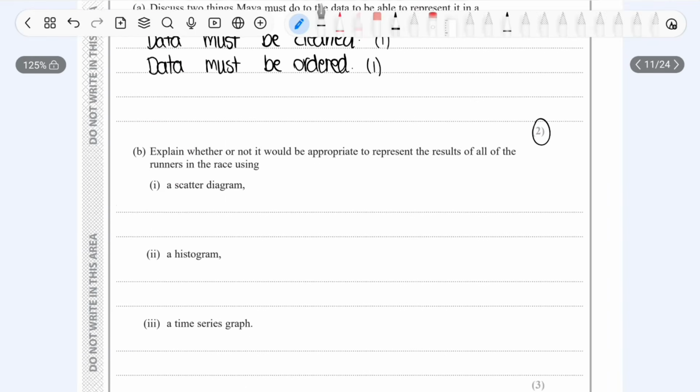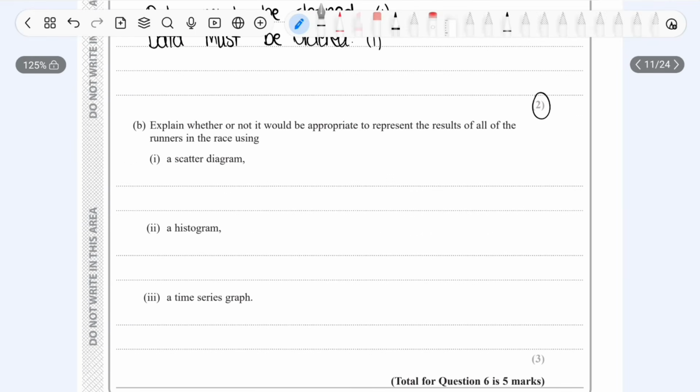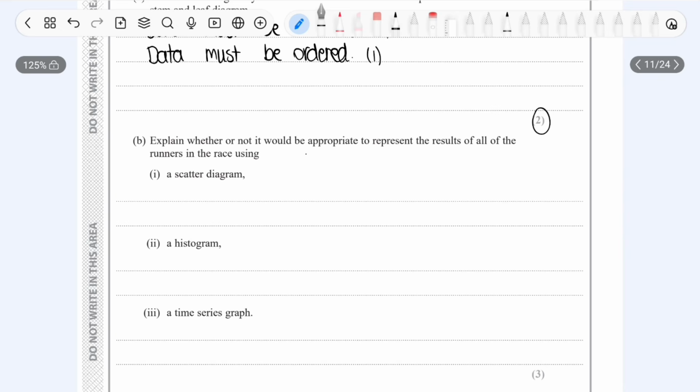Now for part B, we need to explain whether or not it will be appropriate to represent the results of all the runners using a scatter diagram, a histogram, and a time series graph. 3 different graphs that you need to know. It's not really too much to know, and you should just know these off by heart anyways. And one thing to know is a scatter diagram is simply a graph like this, and you have a variable on the x-axis, a variable on the y-axis, so there's 2 variables, and we call this bivariate data.